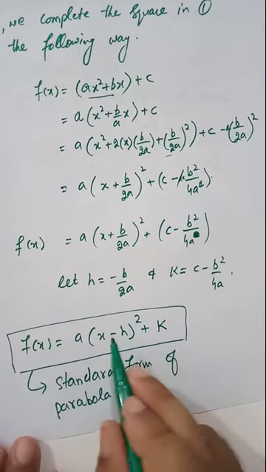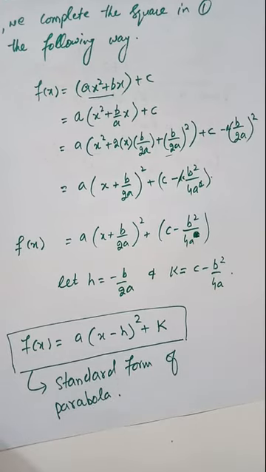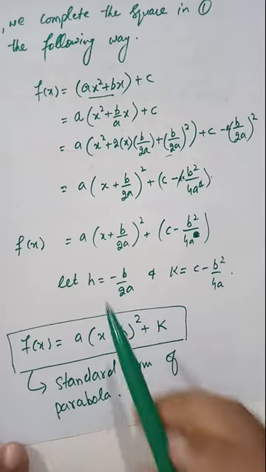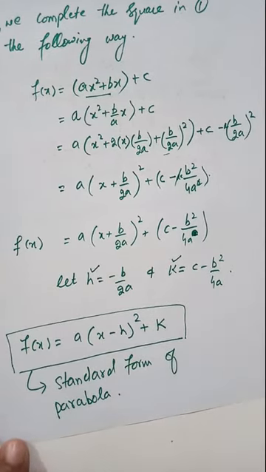This represents the standard form of parabola, and that parabola may be anywhere in the plane. The vertex may be anywhere. It is not necessary that the vertex will be at the origin. We discussed f of x is equal to x square in the previous video, so the vertex of that is at the origin 0, 0. But now it may be anywhere, and we will say vertex, not origin. So this h and k is the vertex.